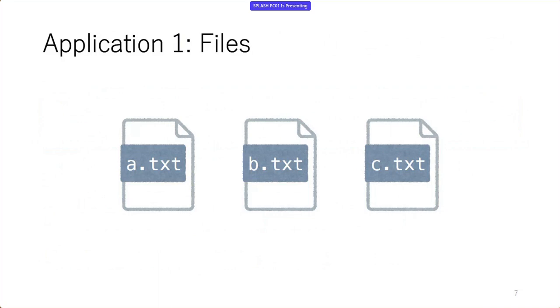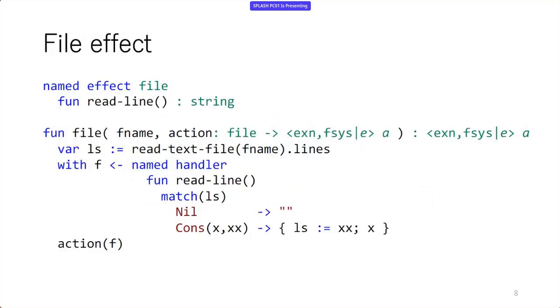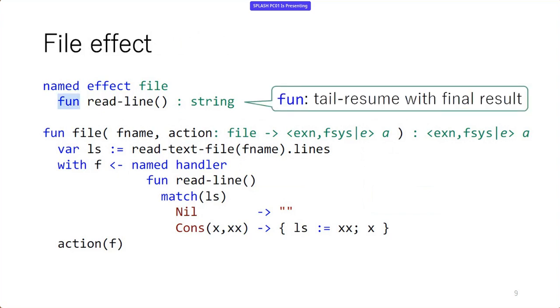Our first example is files. For this application, we define the file effect, which has a single operation called readLine. Here, the fun keyword is a unique feature of Koka. It means any interpretation of readLine will resume with the final result at tail position. By explicitly marking operations with fun, we can reduce continuation capture at runtime.